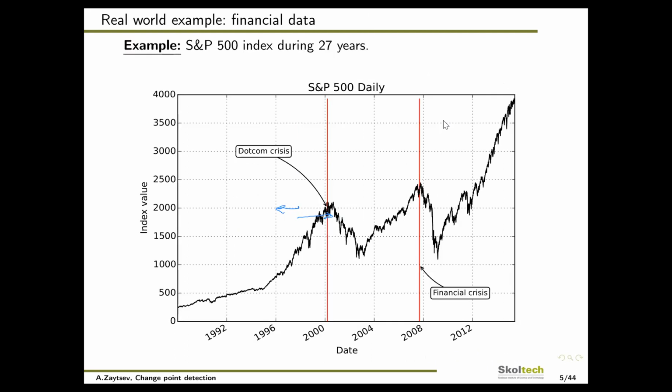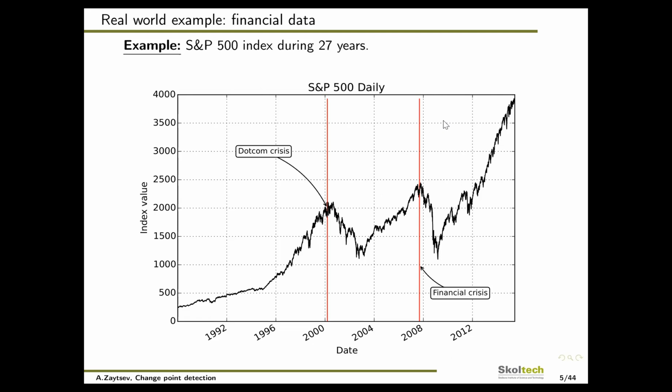Another example from the real world is stock prices. In particular, we consider maybe the most famous one, the S&P index of the 500 most valuable, most important companies in the United States. And here we can also try to catch some changes. The best scenario is when we try to predict it beforehand and say, after a while we will observe a change point, so we should pay attention to this and take some actions.